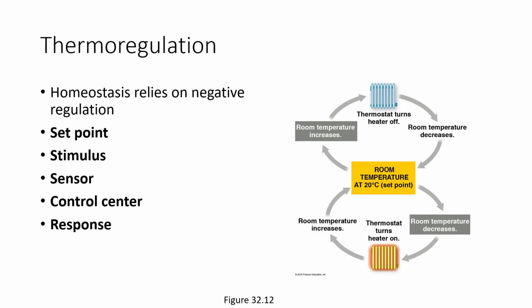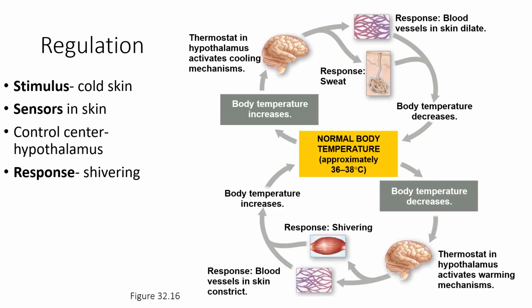In this case, the thermostat turns a heater on, which increases the room temperature, which brings the room temperature back to the set point. In the body, you may have a normal body temperature of around 36 to 38 degrees Celsius. This is your set point. A stimulus might be cold skin, indicating a decrease in body temperature. Sensors are nerves in the skin that will detect this change in body temperature. The control center is the hypothalamus, which will recognize the change and start a response.